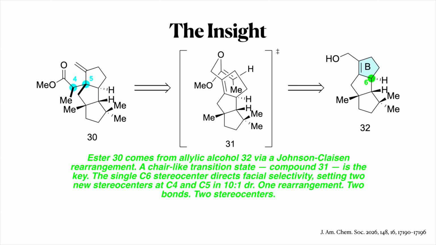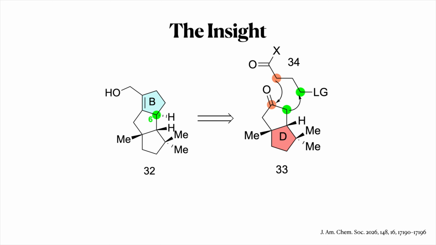Ester 30 comes from allylic alcohol 32, via a Johnson-Claisen rearrangement, a chair-like transition state. Compound 31 is the key. The single carbon-6 stereocenter directs facial selectivity, setting 2 new stereocenters at carbon-4 and carbon-5 in 10-to-1 dr. 1 rearrangement, 2 bonds, 2 stereocenters.